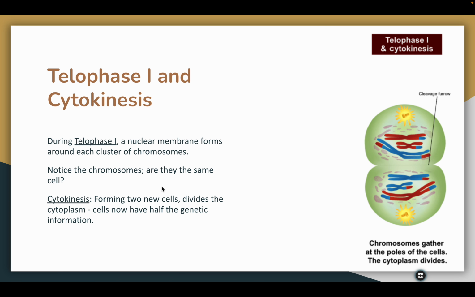Okay, and so just like we saw in mitosis, cytokinesis is going to form those two new cells, right? And we have that cleavage furrow, the pinching as it's labeled here, so that the cell knows exactly where to cut and to divide completely. But again, half the information than what we started with, okay?